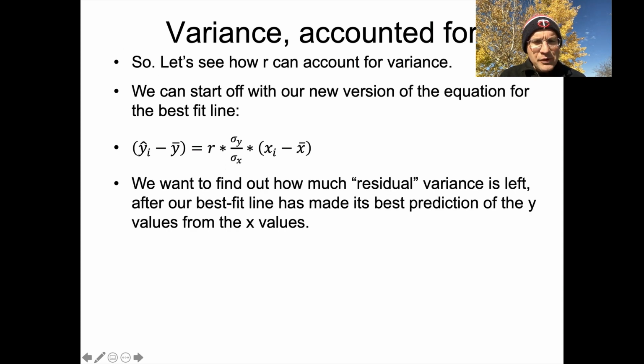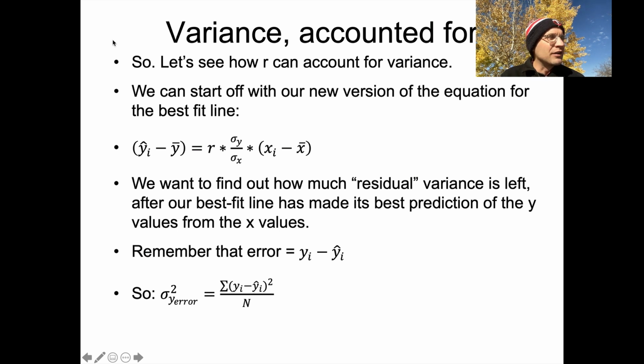Okay, so what we want to find out, starting from here, is how much residual variance is left after our best fit line has made its best prediction of the y values from the x values, i.e. how much variance is there in the error terms in our prediction equation. So remember that our error is basically the difference between the observed values of y and the predicted values of y.